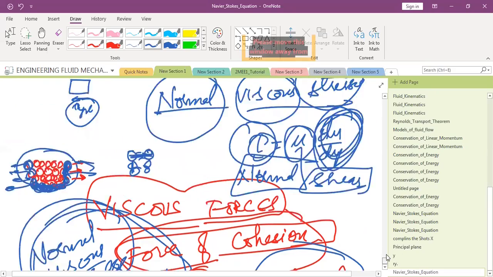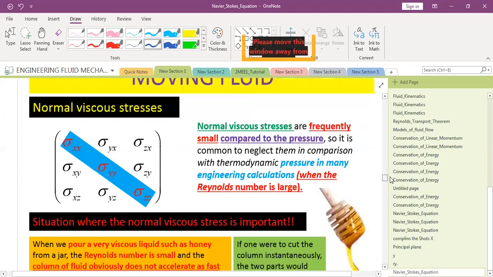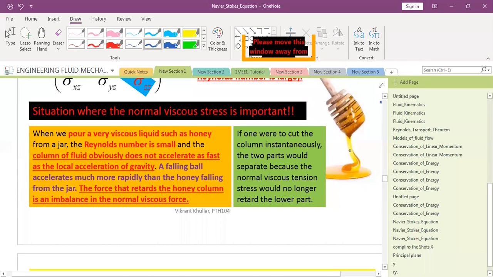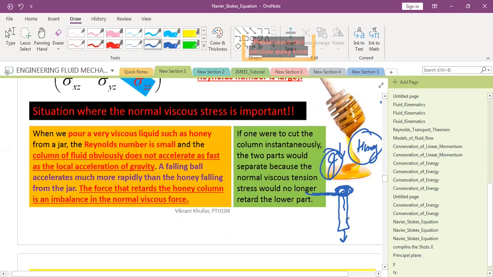But this becomes important when you have low velocity or low Reynolds number fluid. For instance, you can try this at home. Try to pour honey on, say, a plate or something like that. What do you expect? Honey will be accelerating with g or some acceleration due to gravity less than g. Say this is the column of honey that is coming from this spoon. It is falling down. What do you expect?